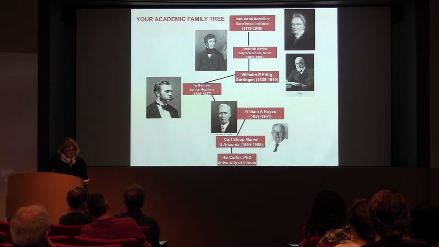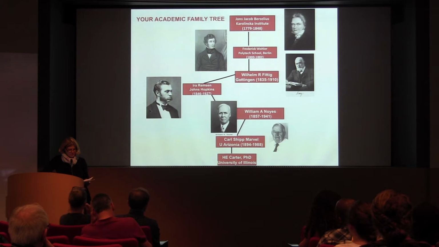Okay, so as we move backward, what we see is the lineage goes through a guy named Carl Shipp Marvel. I think it is appropriate that Carl Shipp Marvel is in our lineage for Sharon because he was nicknamed Speedy Marvel. He developed polybenzimidazoles, which are temperature-resistant polymers for the aerospace industry that were intended to take the place of asbestos.